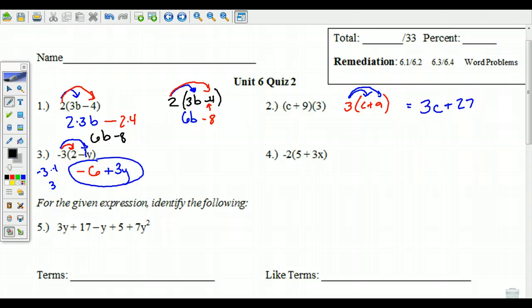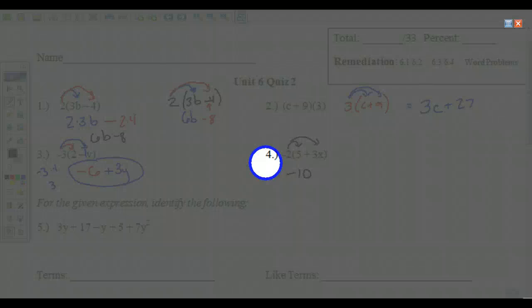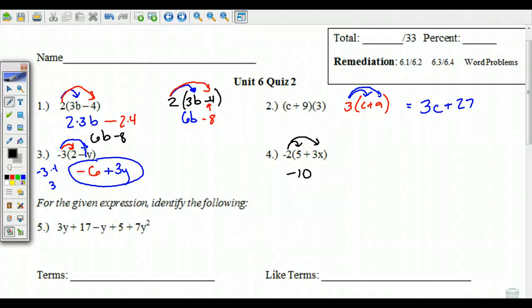And number 4, when we distribute negative 2 through here, we get negative 10. And then that last part you want to see here, we are distributing negative 2 to positive 3x. So negative 2 times positive 3x gives us negative 6x. And just a couple reminders here, we do not want to have extra signs in here. So if you had negative 10 plus negative 6x, that'll be marked incorrect, or at least partial credit off. We only want one sign instead of 2.